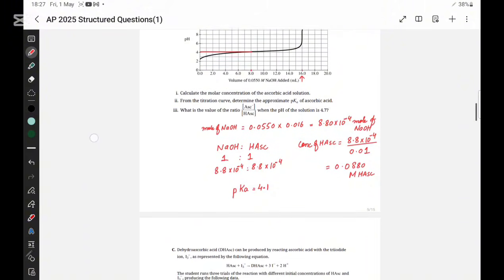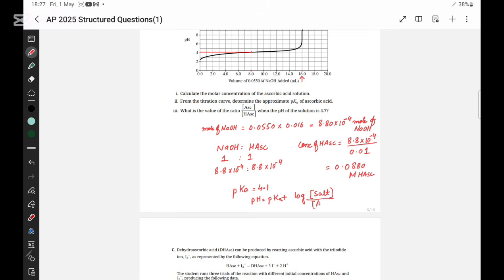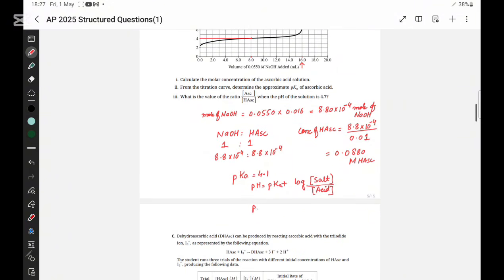Then they are saying what is the value of the ratio ASC⁻ over HASC. So the formula is pH is equal to pKa plus log of salt over acid. So we have salt, which is ASC⁻, minus pH value is going to be the pH value they have given us, which is 4.7, so I'm going to put 4.7 here.